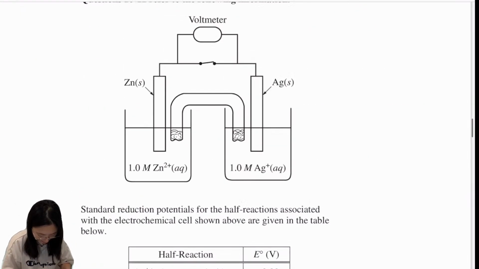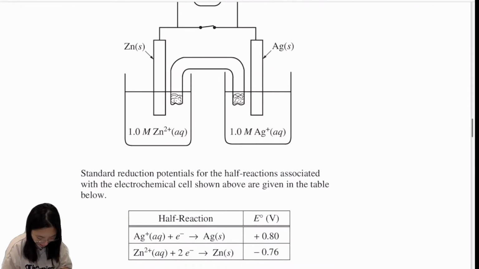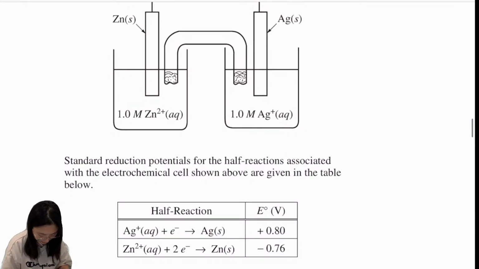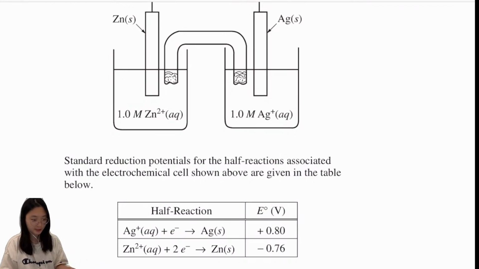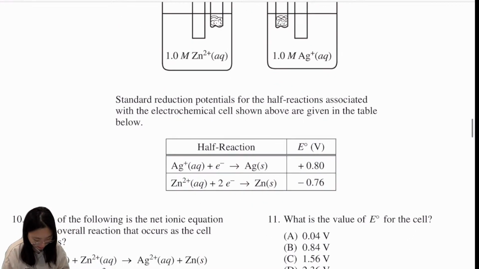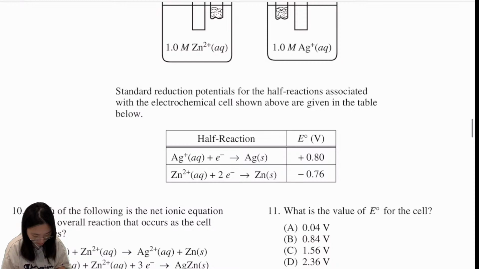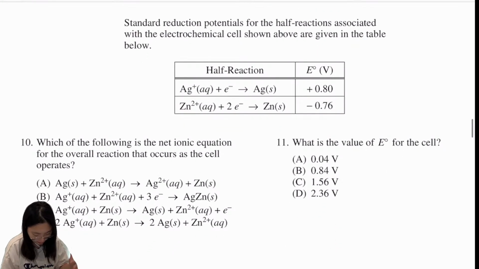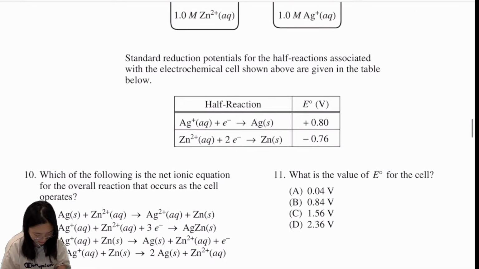Okay, and then the next, obviously the galvanic cell. And then the voltmeter is used to measure the voltage difference. And then zinc and silver. Okay, so now you are given the half reactions for zinc and silver, and you are given the reduction potential for each of the metals. The standard reduction potentials for the half reactions are shown above. Which of the following is a net ionic equation for the overall reaction that occurs as the cell operates?